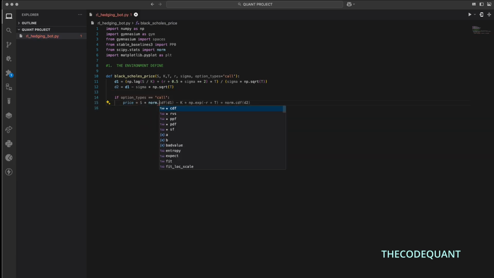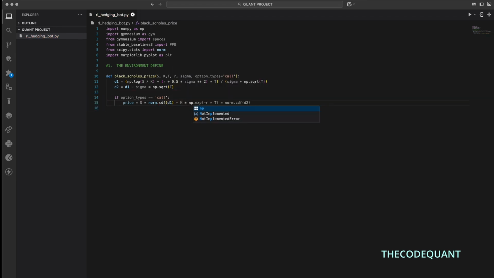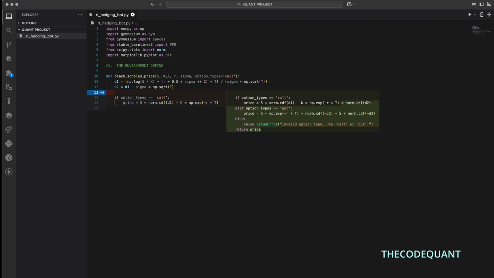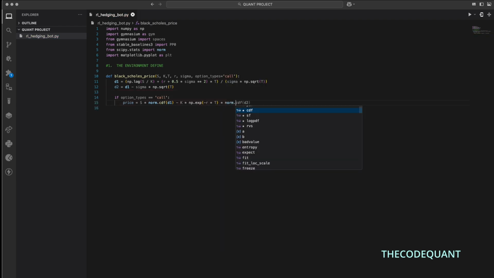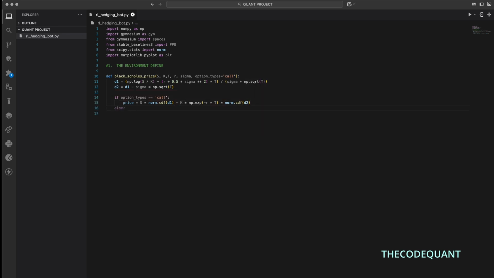For the action space, we use a Box. This allows the AI to output a continuous number between 0 and 1. This represents our hedge ratio. What percentage of the stock do we want to hold? For the observation space, the AI gets to see three things: the current stock price, the time left until the option expires, and how many stocks it currently holds.